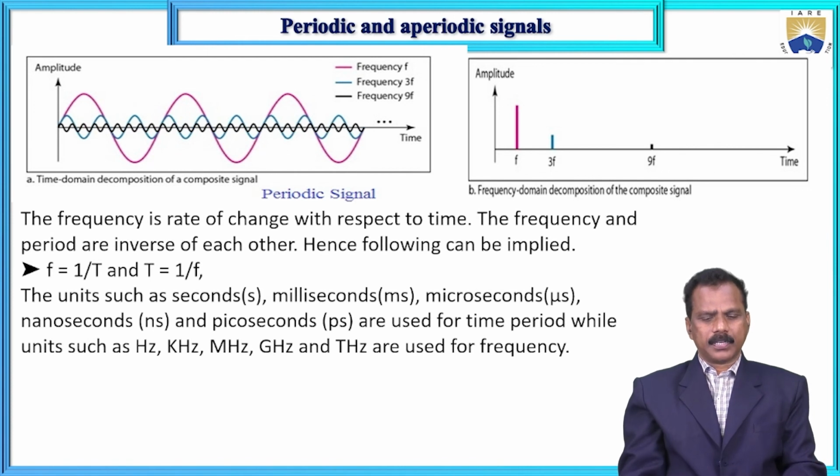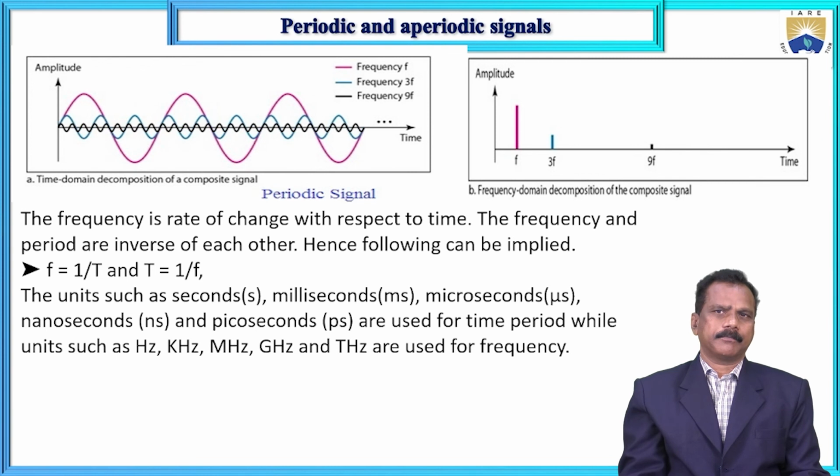So the frequency is the rate of change with respect to time. This is one aspect. The other thing is that frequency and period are inverses of each other. Hence, the following can be implied: f is equal to the reciprocal of the time period, and T is equal to the reciprocal of the frequency.